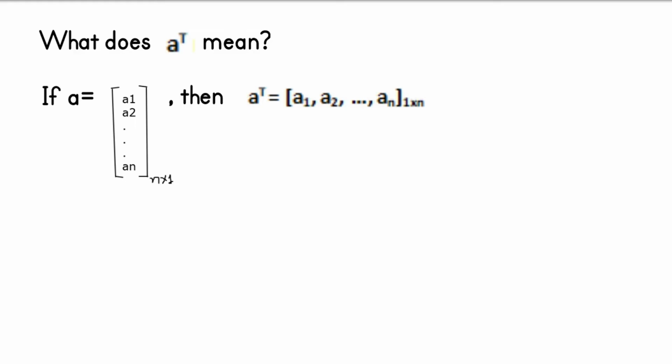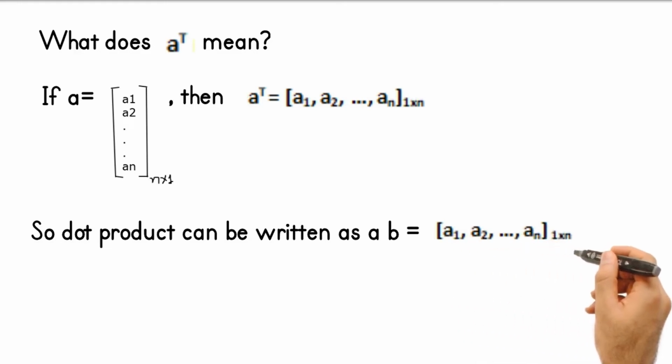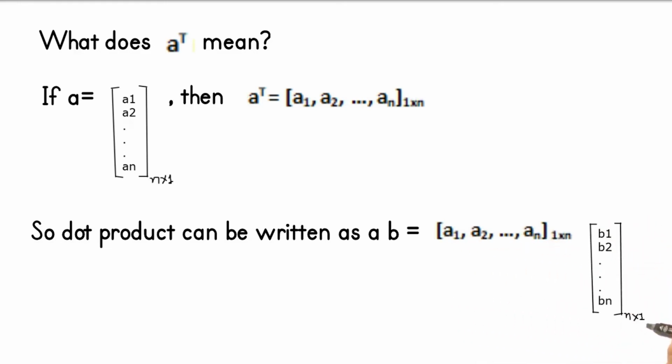So going back to our previous example, what we had, A dot B is equal to A1, A2, An as 1 cross n, times B1, B2, Bn as n cross 1, which is nothing but A transpose B. So we can write A dot B is equal to A transpose B notation wise. This is from a pure linear algebraic perspective. Now let's understand geometrically what A dot B means.